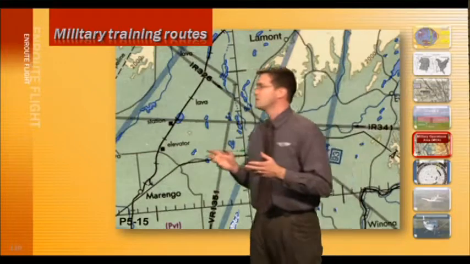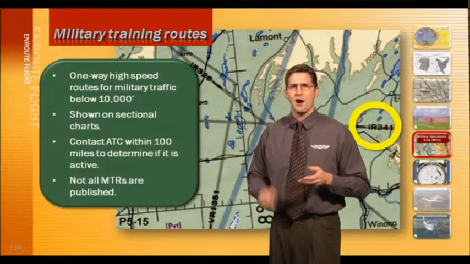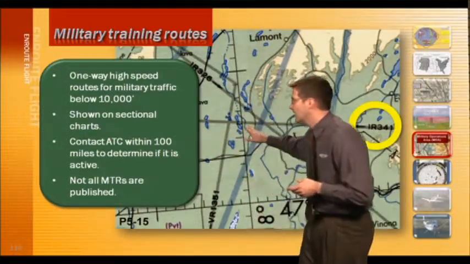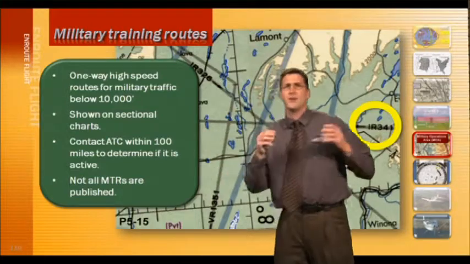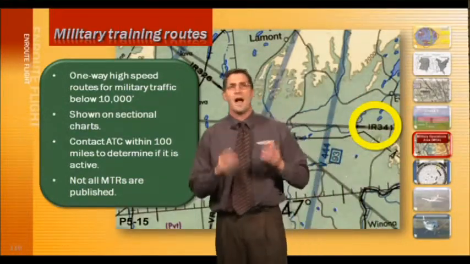Next, military training routes crisscross other types of airspace, and you can see a couple shown right here. They're most often used for high-speed military training flights below 10,000 feet MSL. Military training routes, or MTRs, are marked with shaded black lines, like we see a few right here, and they're often labeled VR for VFR flight or IR for IFR routes.